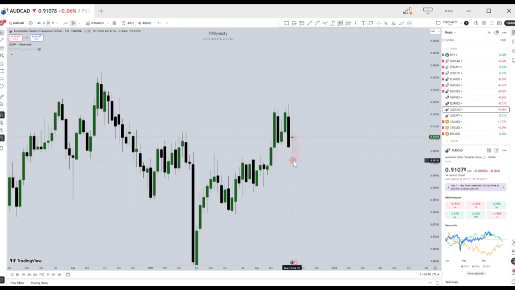Wait again until we get that respect candle, to look for potential setup to the upside. Or wait for this respect candle, then look for potential setup to the downside. Either way. So let's go to AUD JPY.